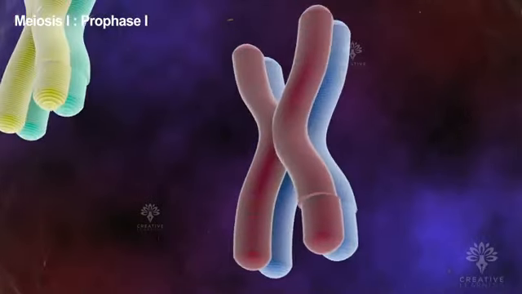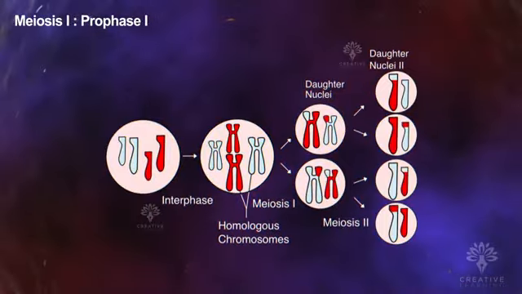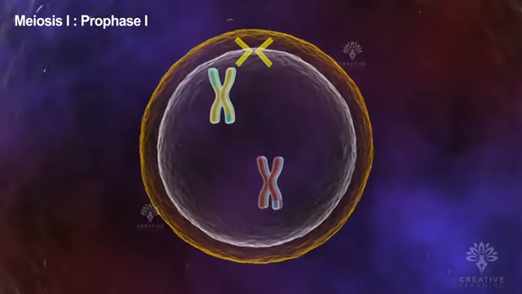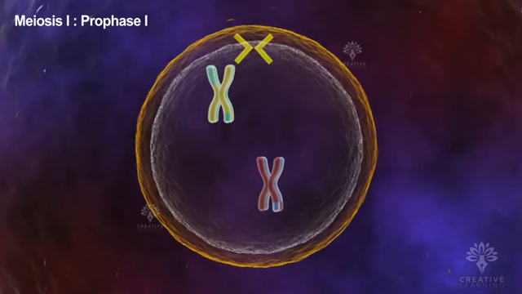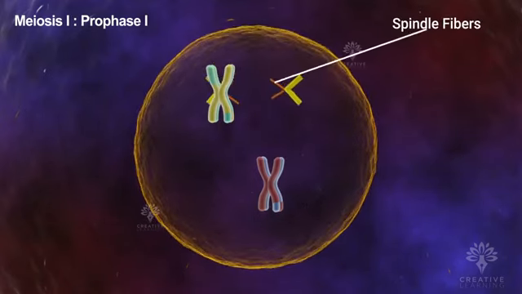The true magic now begins with crossing over. Segments of alleles swap across chromatids during this genetic exchange event, creating brand new gene combinations. As meiosis I progresses, the nuclear membrane vanishes, and spindle fibers emerge, guiding the movement of chromosomes.